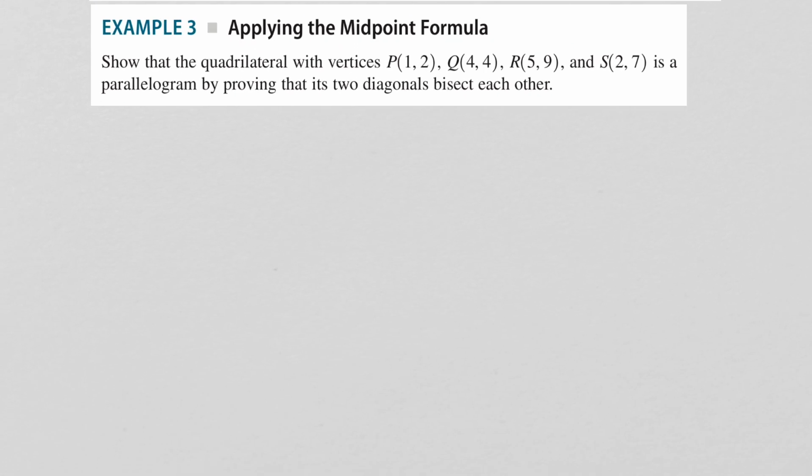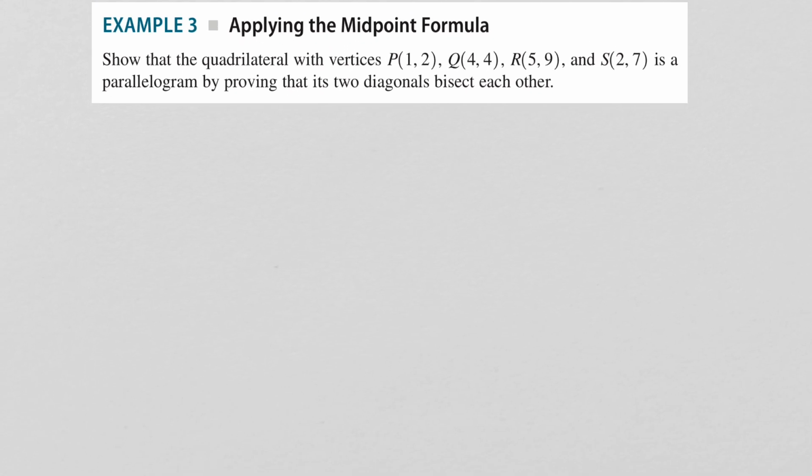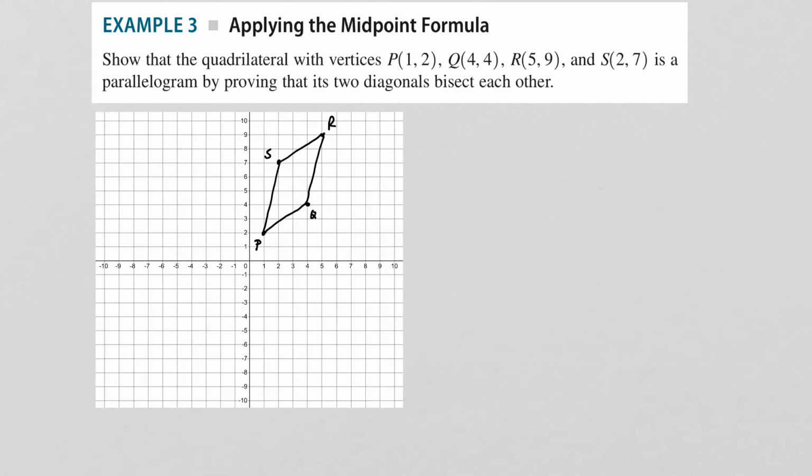So, as an example here, show that the quadrilateral with vertices P, Q, R, and S is a parallelogram. And the way we can do that is by proving that its two diagonals bisect each other. Let me go ahead and draw a diagram of what we're looking at here. So here is a sketch of those 4 points. And you can tell it kind of looks like a parallelogram, but to prove it, what we're going to do is find the midpoint of S and Q, and then we'll find the midpoint of P and R, and we're going to show that those are the same point.